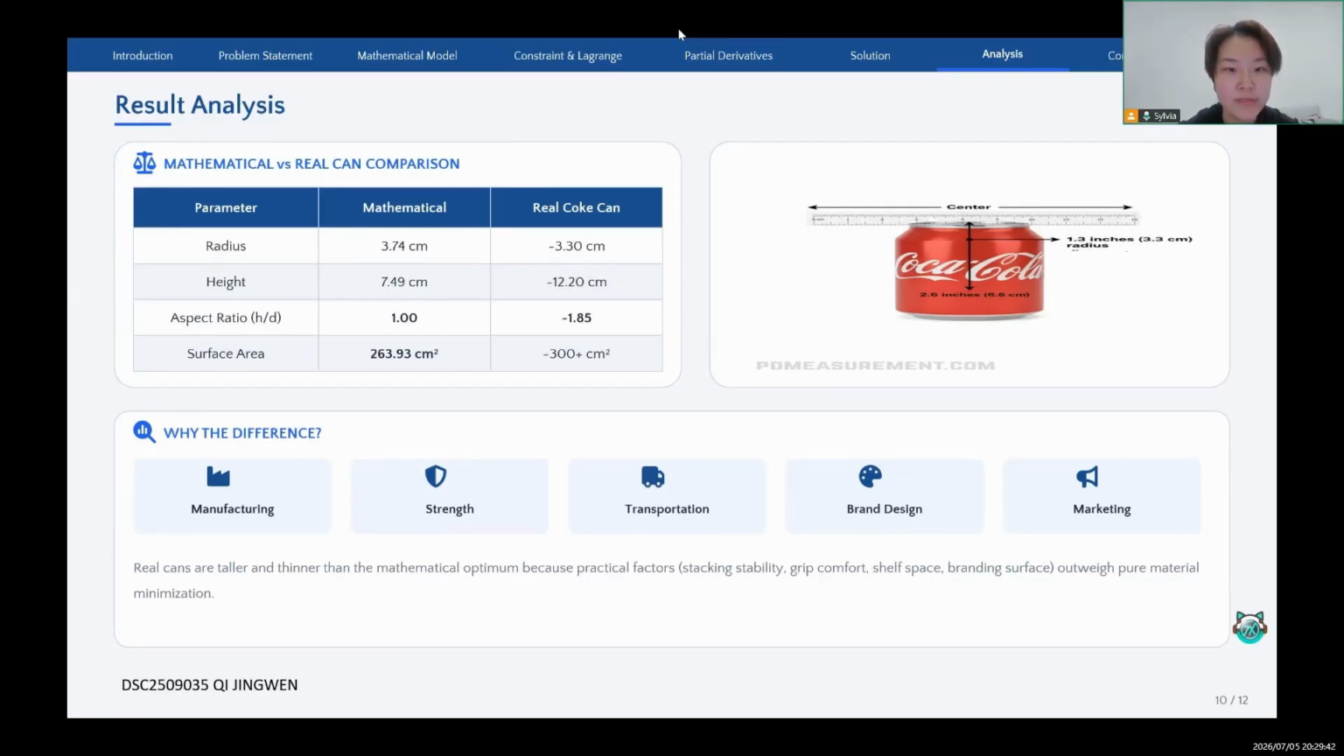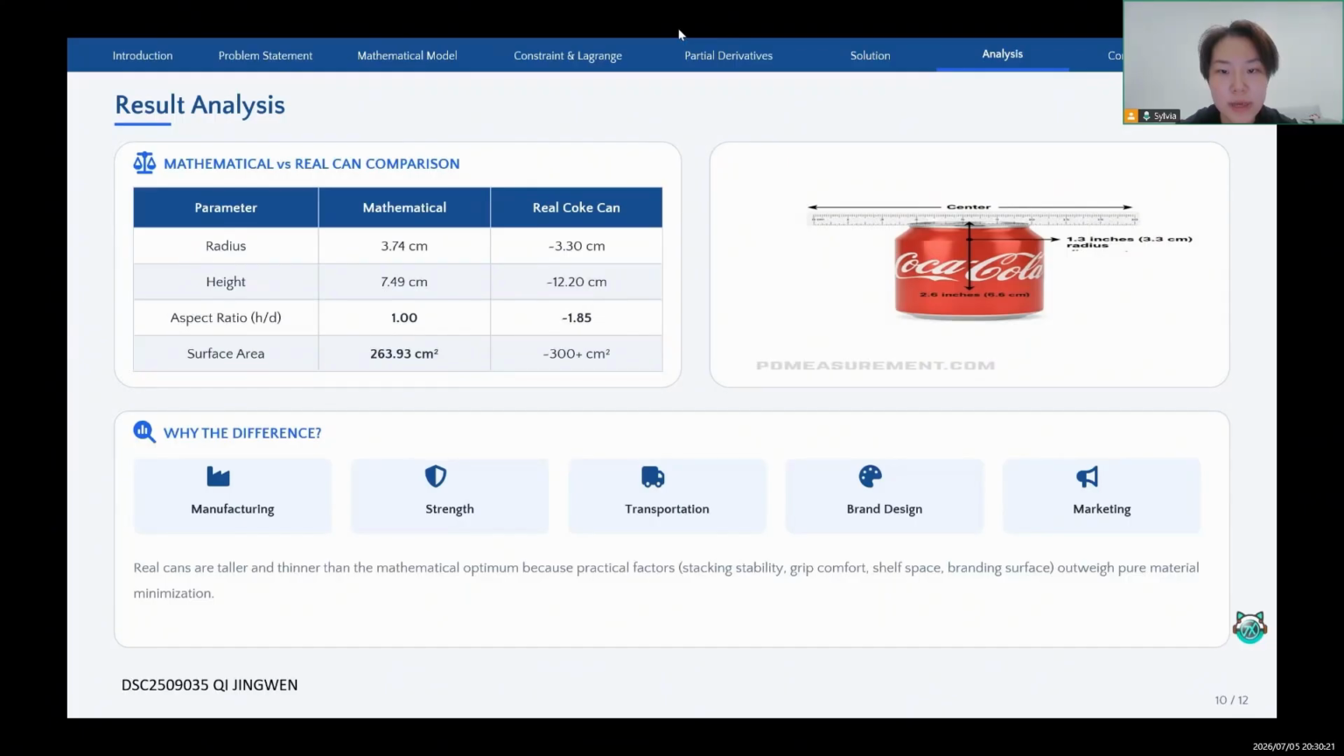If the can volume is fixed at 330 cubic centimeters, our best mathematical design has a radius of 3.74 centimeters and a height of 7.49 centimeters. The height is almost the same as the diameter. The design gives the smallest surface area, only 263.93 square centimeters, so it uses the least aluminum metal. However, real Coca-Cola cans are very different.